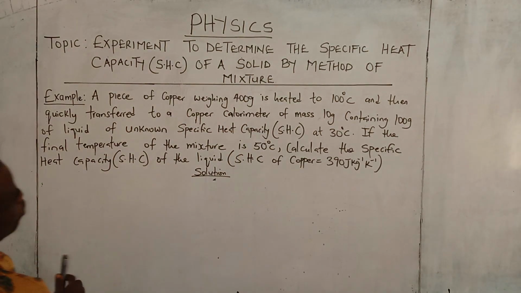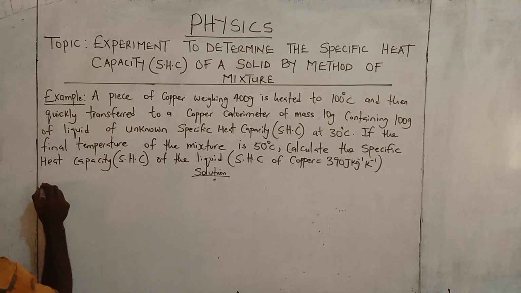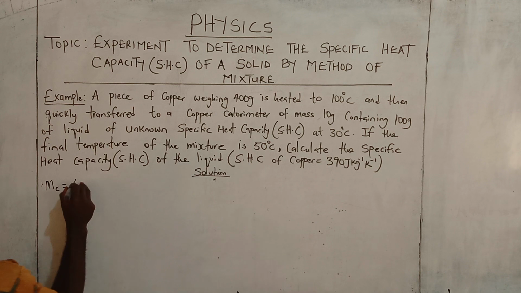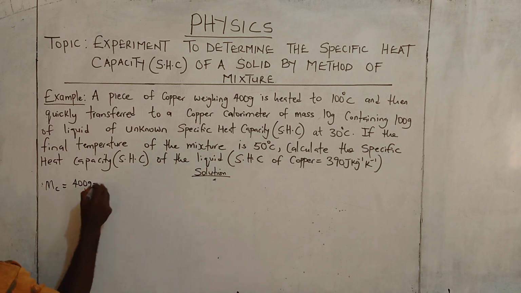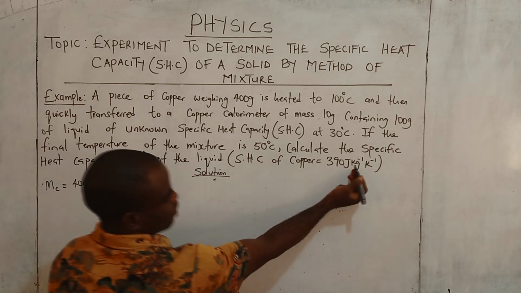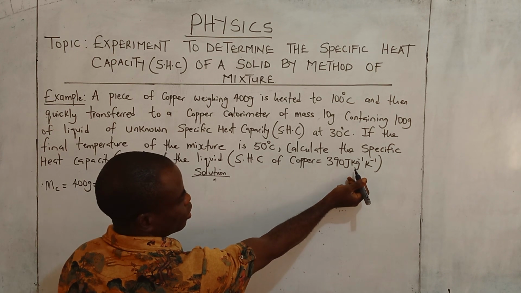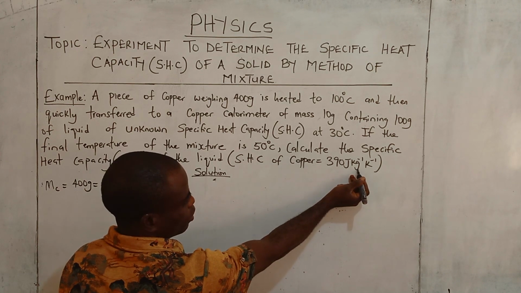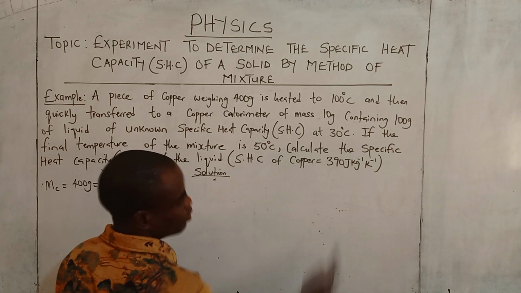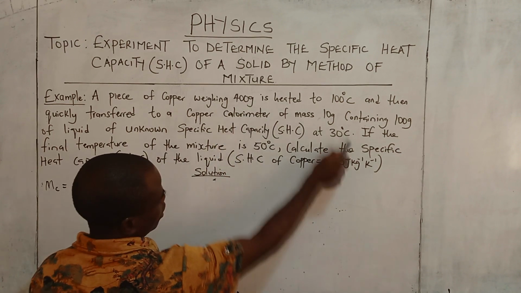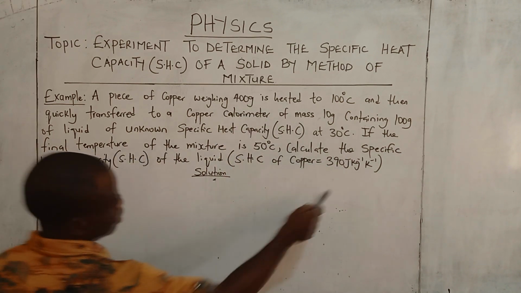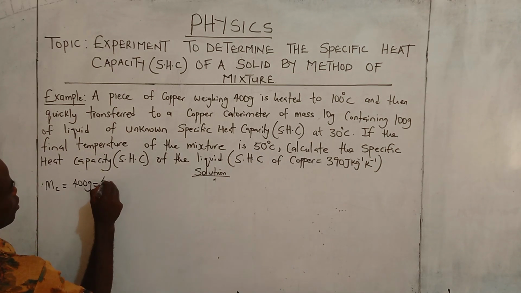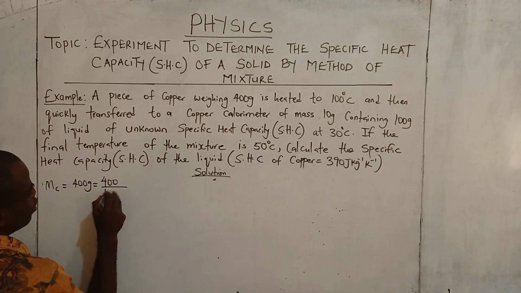A piece of copper weighing 400 grams, that's the mass of copper, MC, 400 grams. Take note because the specific heat capacity is given to us in standard units, joules per kilogram per kelvin. I don't need joules per gram. You leave your mass in grams if it's given in grams, but now it's in standard units, so I have to convert it: 400 divided by 1000.